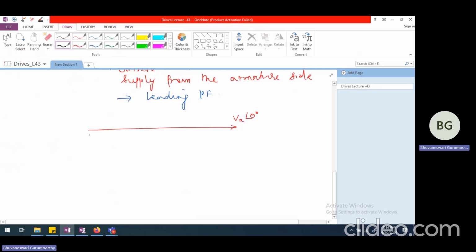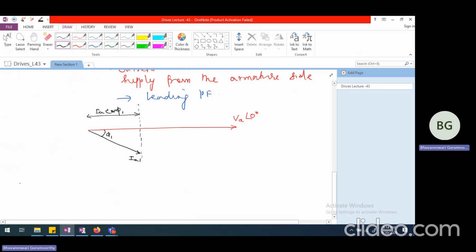Initially, I'm going to take an armature current, which is actually something like this. So this is going to be my armature current. Let me call this IA1 because I'm taking the first case where the armature current is lagging behind the supply voltage by an angle phi 1. Now, very clearly, I am going to have IA cos phi 1, which will be along the horizontal axis. So this is the real component of the armature current.